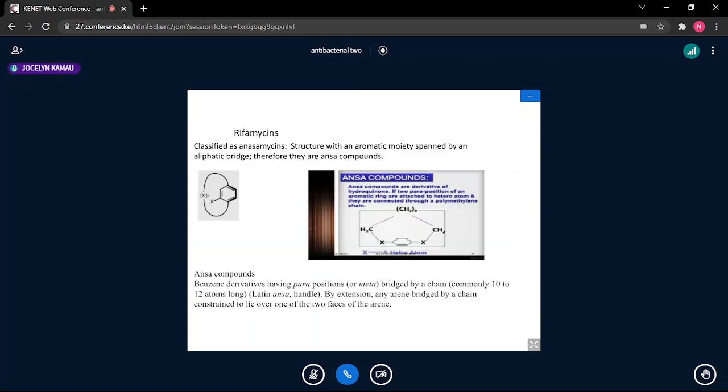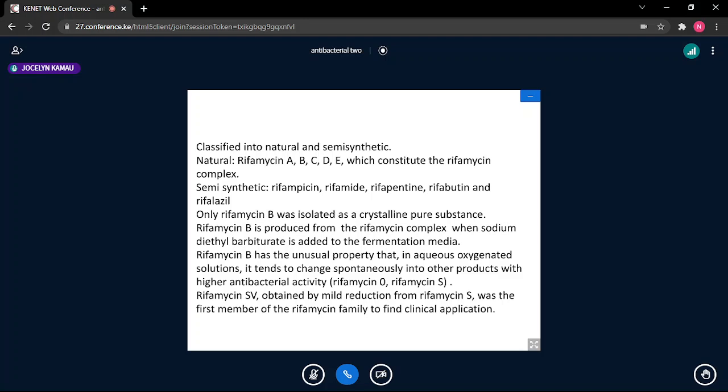So that slide we have, I just wanted us to appreciate the different rifamycins. We are saying they can be classified into natural and semi-synthetic. Natural rifamycins include A, B, C, D, and E, which constitute the rifamycin complex. They all occur as a mixture.